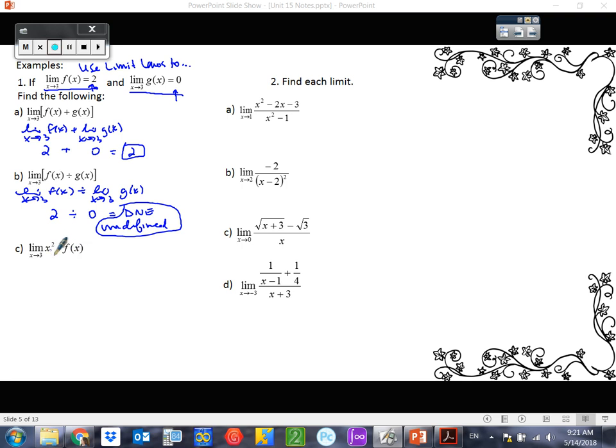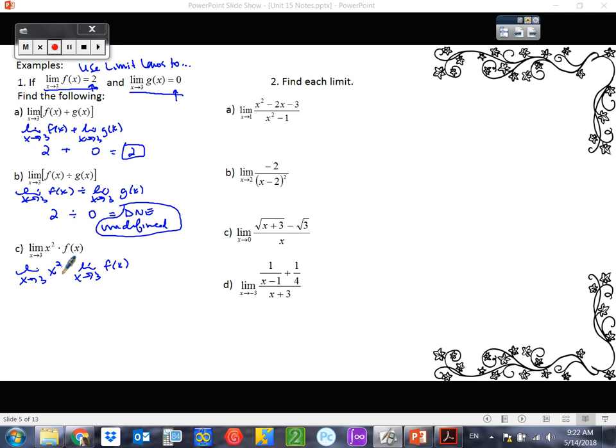We actually know what this function happens to be, which is nice. We don't know what this one is, but that's fine. We're still going to break them apart. So the limit as x approaches 3 of x squared times the limit as x approaches 3 of f of x. Okay, so let's deal with these separately. This is a regular algebraic limit. What do I do? I just plug in the 3, right? That's just a regular algebraic limit.